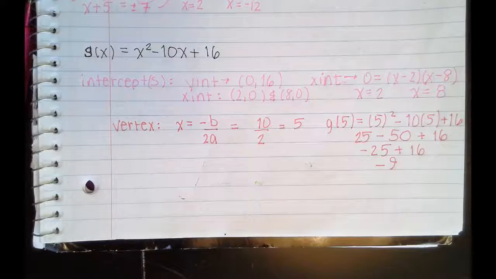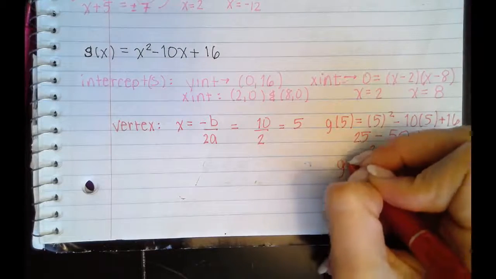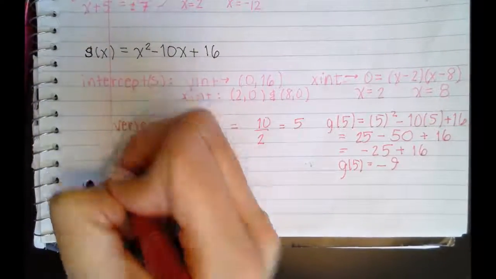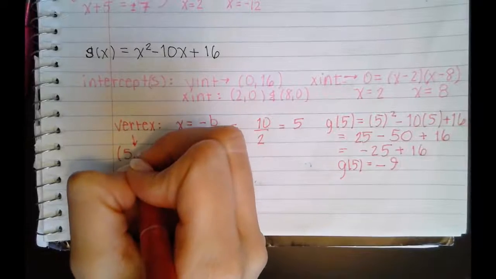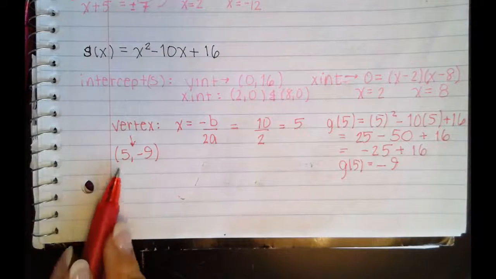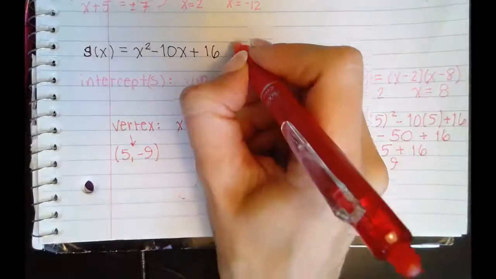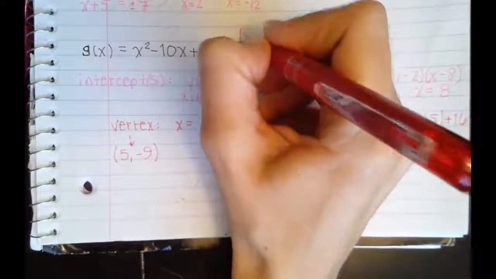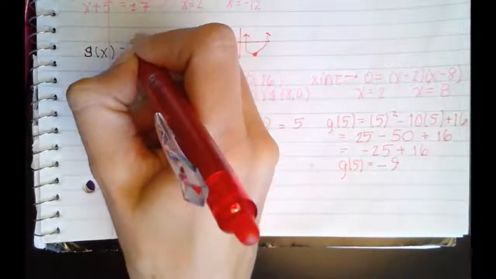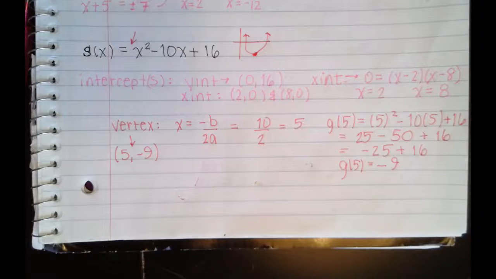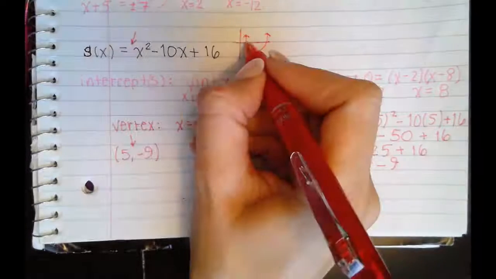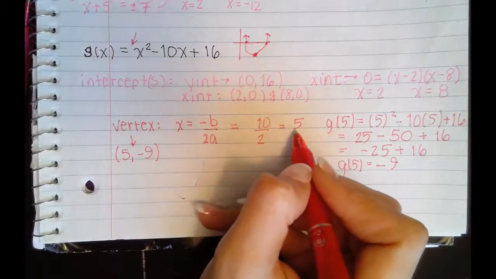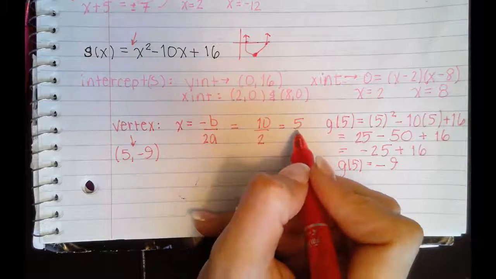Now let's think about this. If your vertex is right 5 and down 9, just visualize it in your head, it's opening upward. How do I know that? Positive out front. So it's opening upward. I will have 2 x-intercepts. 2 and 8 makes sense for a few reasons. 5 is supposed to be in the middle. How far is 2 from 5? How far is 8 from 5? Is it the same? If it is, that's good because we should have some nice symmetry when we're dealing with the quadratic. Okay?